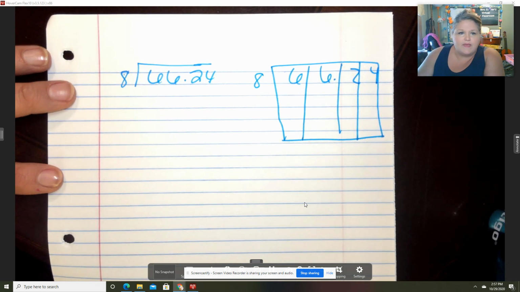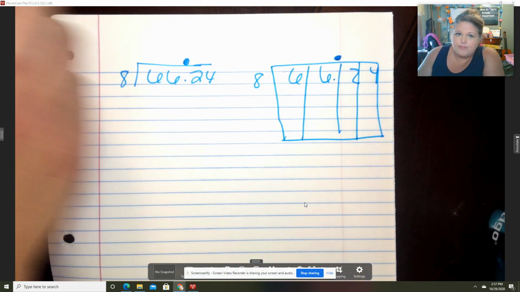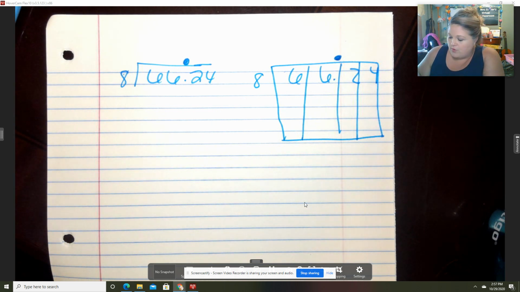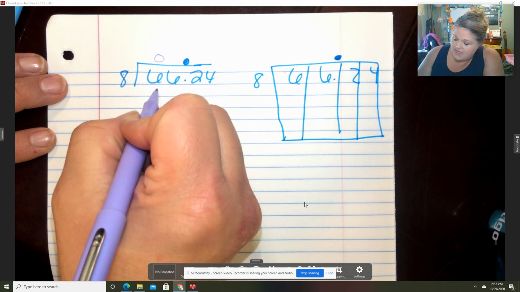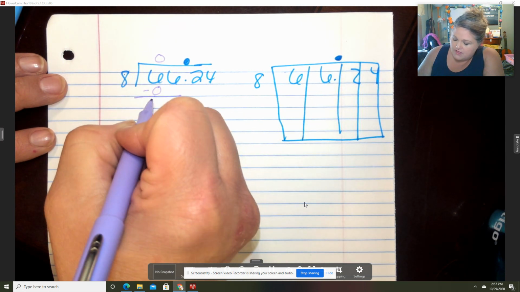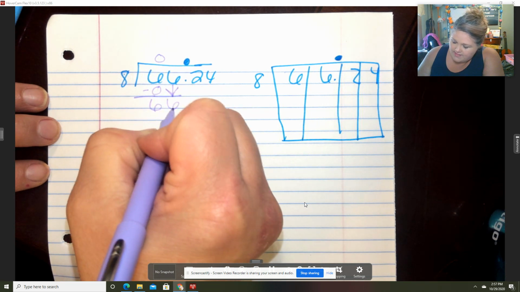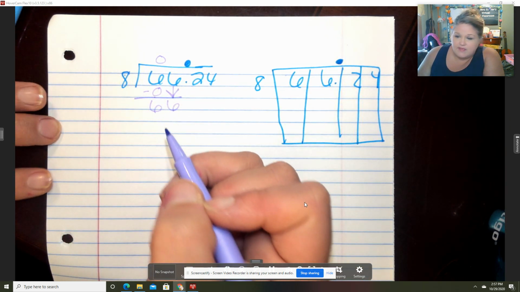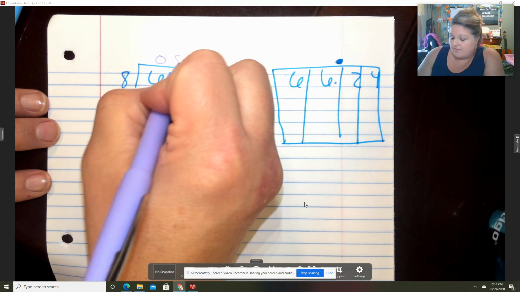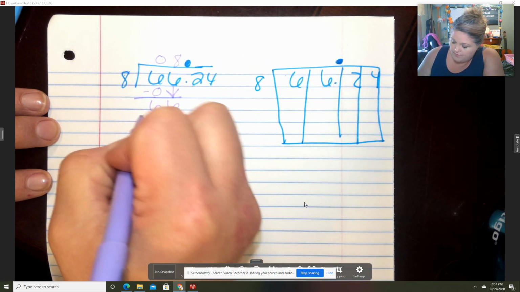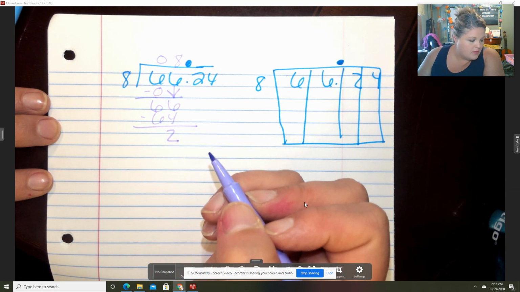Okay, so we've got it both ways. First rule is to bring up the decimal in both. Okay. 8 will not go into 6, so I'm going to do a 0. 0 times 8 is 0. 6 minus 0 is 6. Bring down my 6. 8 will go into 66 how many times? 8. 8 times 8 is 64. And 6 minus 4 is 2.